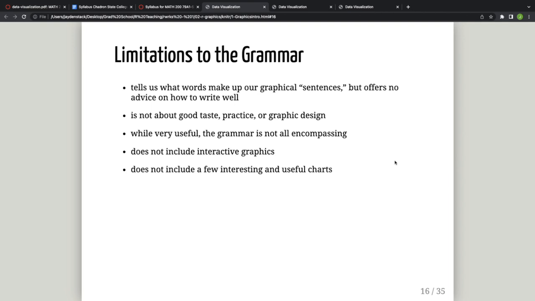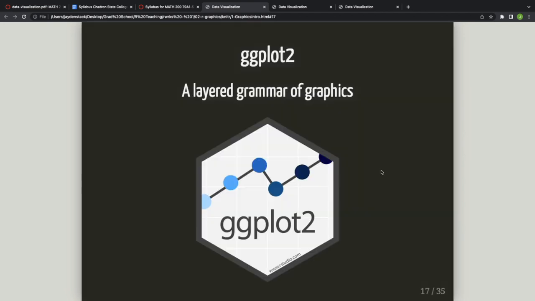It does not include interactive graphics. I will show in the advanced part of graphics how we can make these a little bit more interactive and a little bit more user friendly, so that if we're presenting to a lot of different people, they can actually interact with the graphic and have a little bit of fun with it. It does not include a few interesting and useful charts. Again, with the grammar, we are just limited to what the ggplot2 package has.